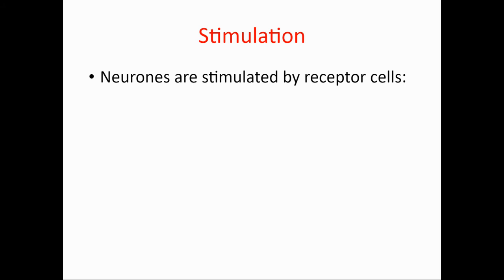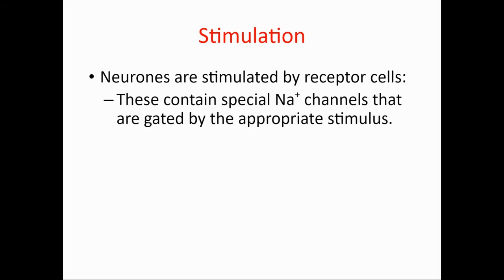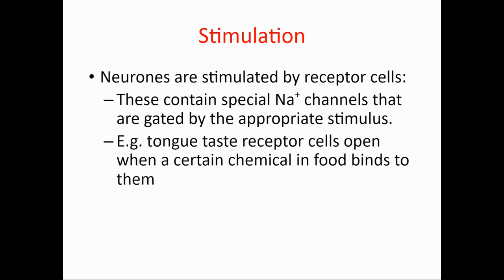So we need some sort of stimulation of the axon to occur. Neurons are often stimulated by receptor cells. So this would be a sensory neuron. The receptor cell would cause some sodium ion channel proteins to open, and that means sodium ions would start to move into the axon, taking their positive charge with them. For example, on your tongue you have taste receptor cells, and when a particular chemical from food binds to the receptor cell, sodium ions will move in.